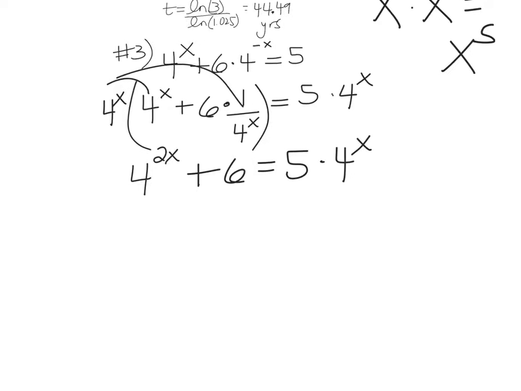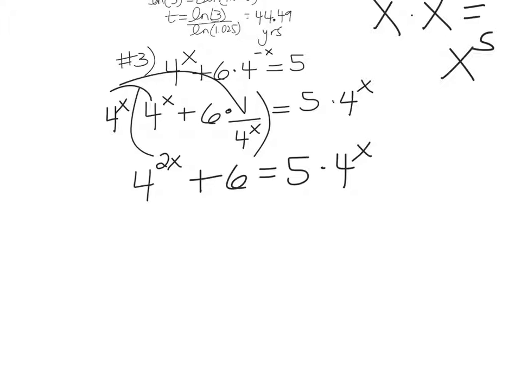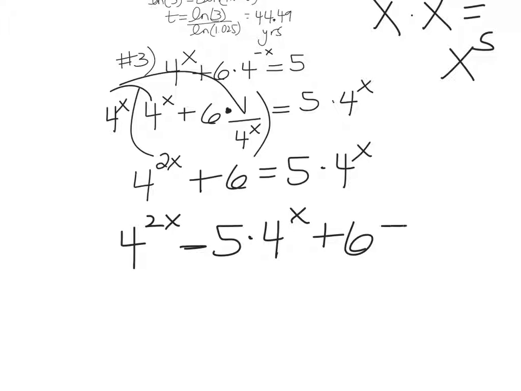Okay, now what we're going to do is get everybody over on the same side. So we have 4 to the 2x. Wait, you don't distribute to the 6 at all? I did. This was 6 times 1 over 4 to the x, so the denominator is canceled out. 4 to the x and 4 to the x will reduce out. So minus 5 times 4 to the x plus 6 equals 0.